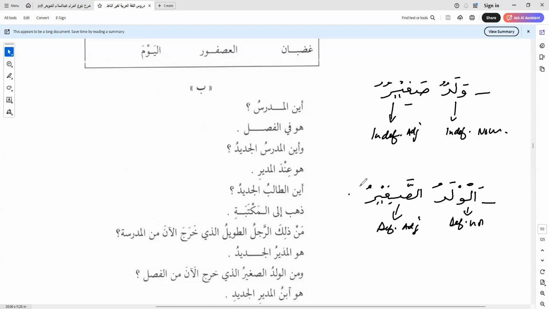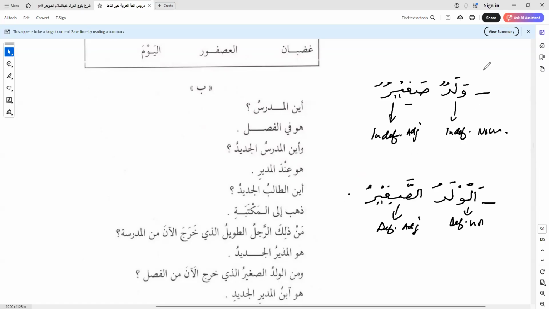If the noun is definite, the adjective is definite. If the noun is indefinite, then the adjective is indefinite. If the noun is dual, then the adjective is dual. If the noun is plural, then the adjective must be plural, and on and on and on. Everything must agree. And also from the perspective of vowel, right?